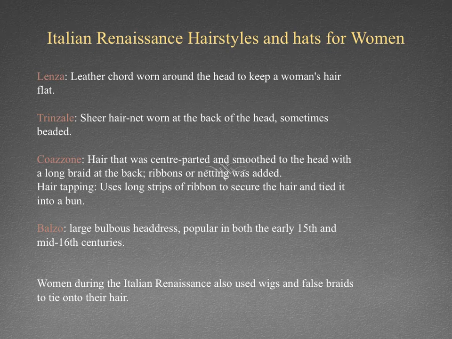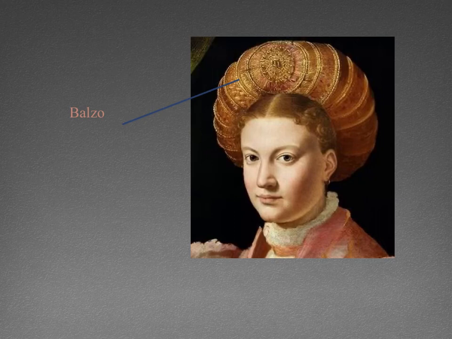And then the hairstyle, this is called a coazolene, center parted and smooth to the head with a long braid at the back that then gets coiled up, and then ribbon and netting added to trim that out. And then you can see a balzo, which is a really bulby headdress, and you'll see this in a minute. Here's an example of that balzo. So it's kind of like the padded roll from the Gothic period and kind of like a turban.